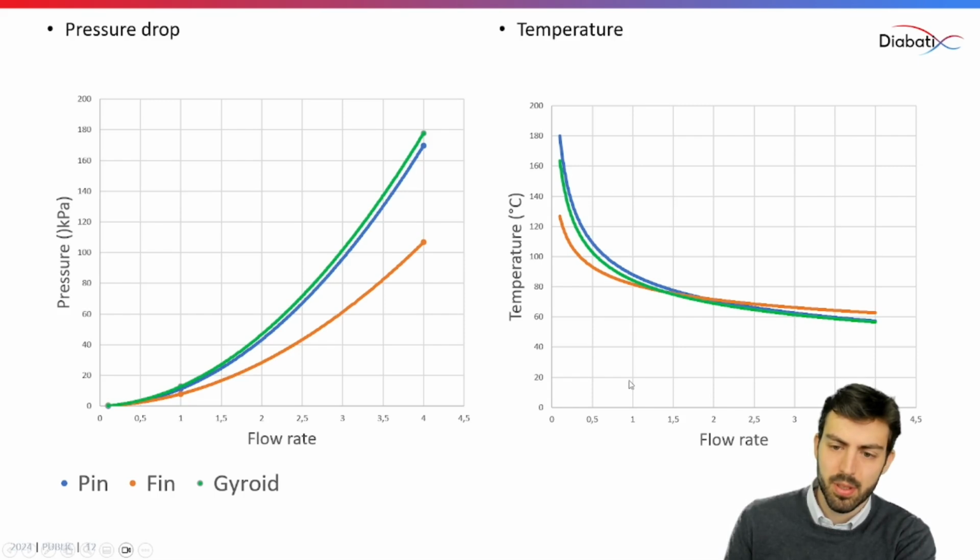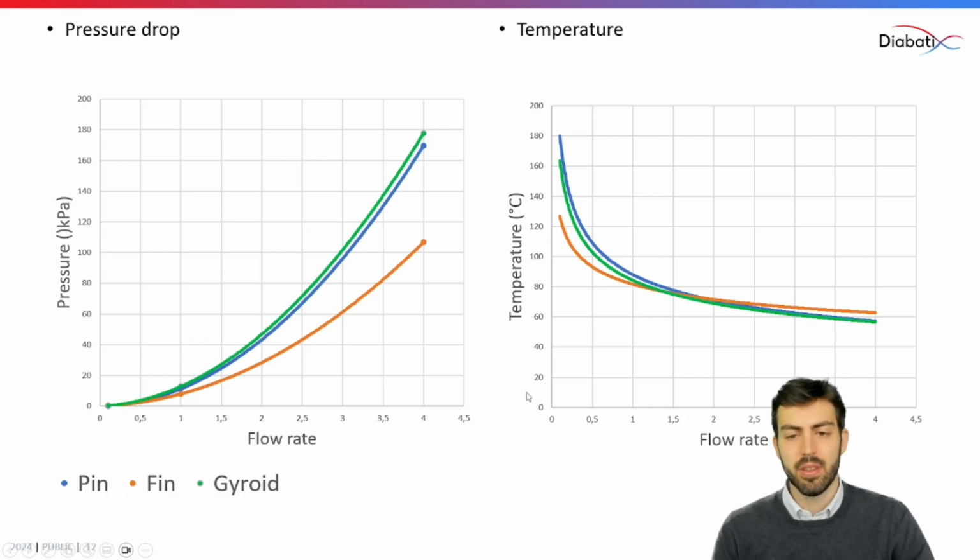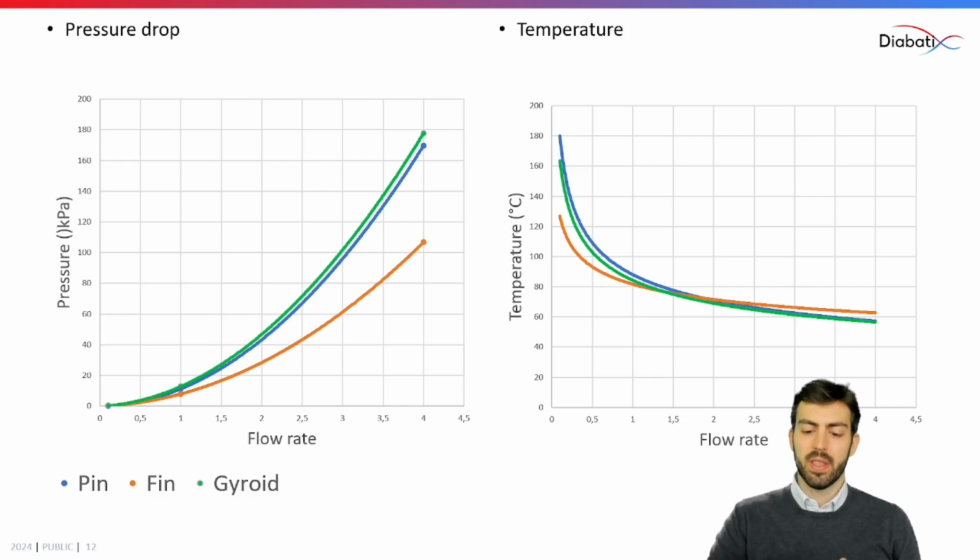For example, at low flow rates, the fins are the best solution. This means, and it's very logical, that fins with low flow, with low pressure, have a lot of contact area. So in thermal situations, it's always better to have the most contact area, it has the best cooling capacity.